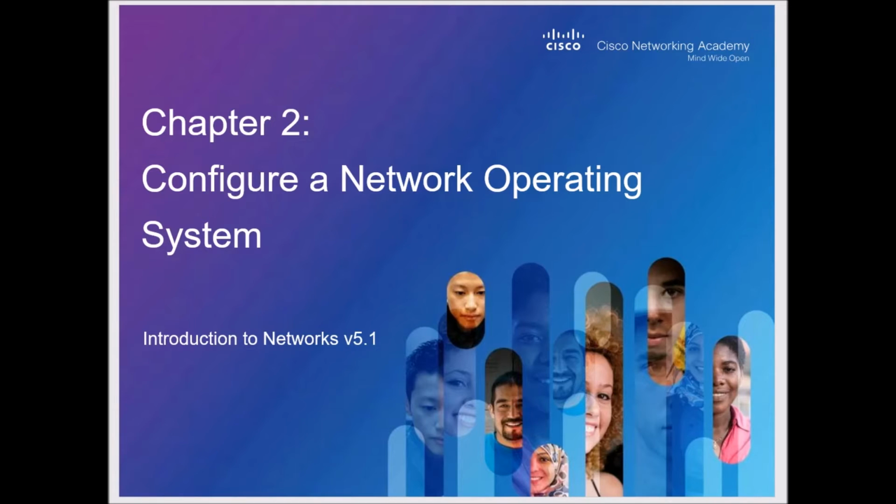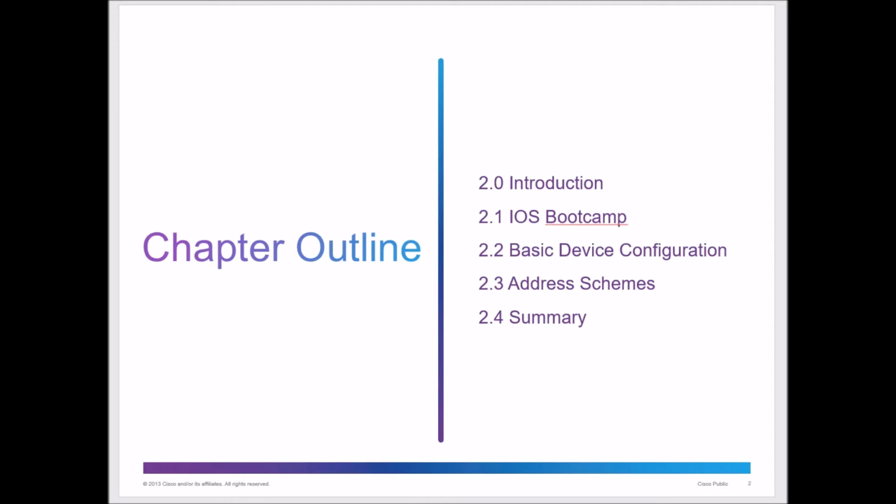And let's get started. So for configuring a network operating system, what we're going to cover in these next two videos is an introduction. We're going to look at the IOS boot camp, and I may mispronounce that from time to time, that's the Cisco IOS. We're going to look at basic device configuration and then address schemes, and we'll do a quick follow-up summary. This video will be in two parts for Chapter 2 as we move through this.